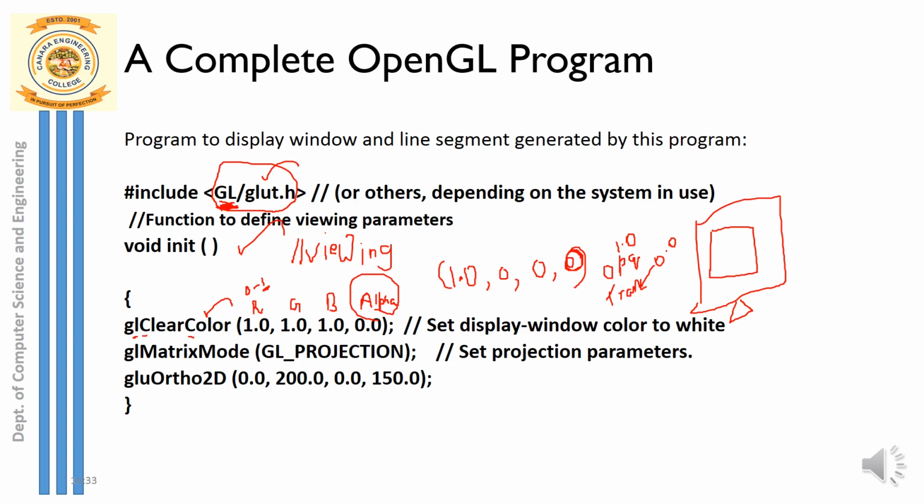If you don't set any color, by default it will be 0. So clear color is optional. The background color will be black if you don't call this clear color function.